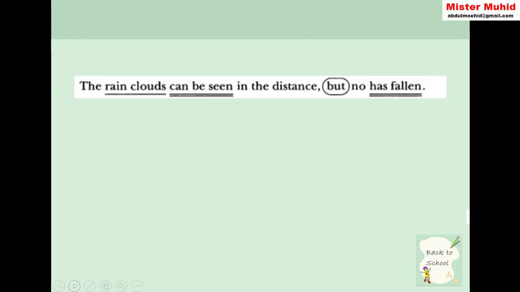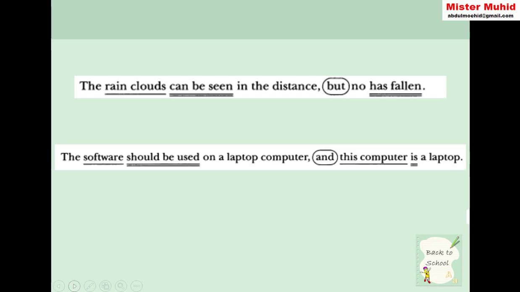Okay, let's see another sample. The rain cloud can be seen in the distance, but no rain has fallen. Is it correct or incorrect? Okay, you can guess first. Maybe you can analyze this sentence. The second sentence: the software should be used on a laptop computer, comma, and this computer is a laptop. So what do you think? Number 1, correct or incorrect? And number 2, correct or incorrect? Okay, let's see the analysis.